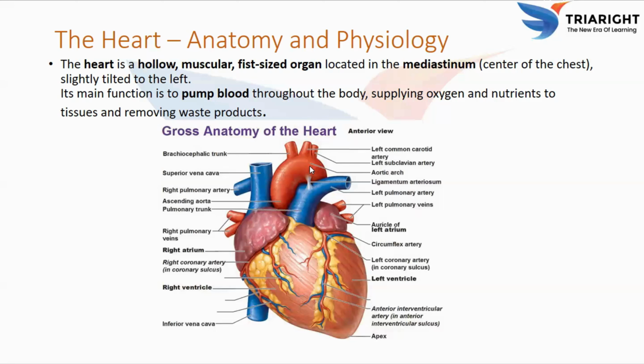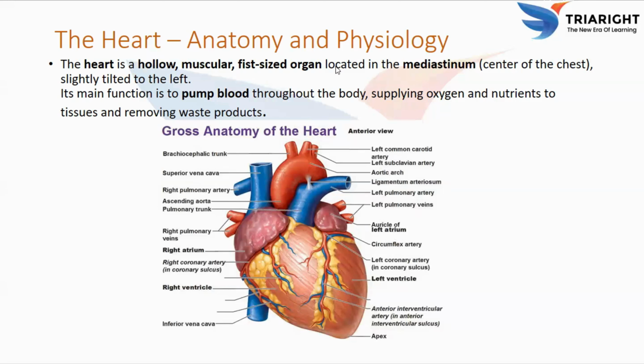You can also see here the auricle of the left atrium and the apex of the heart. So what is the auricle of the left atrium? It's a small ear-shaped flap that increases the atrial space. And what is the apex of the heart? It's the pointed bottom part of the heart. It is formed by the left ventricle, and it points downward and to the left.